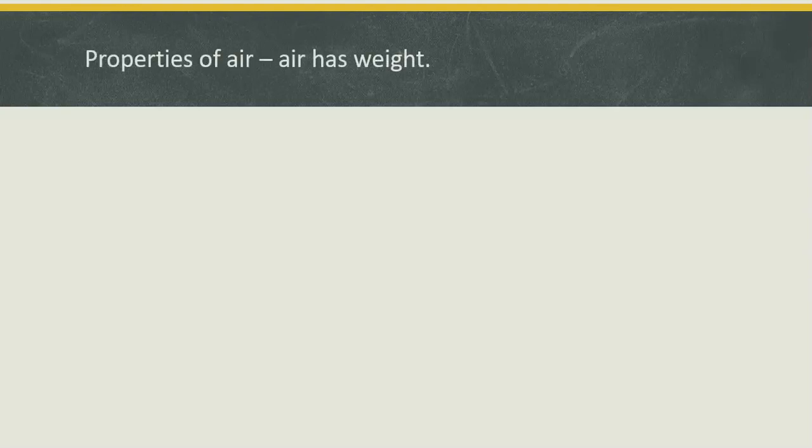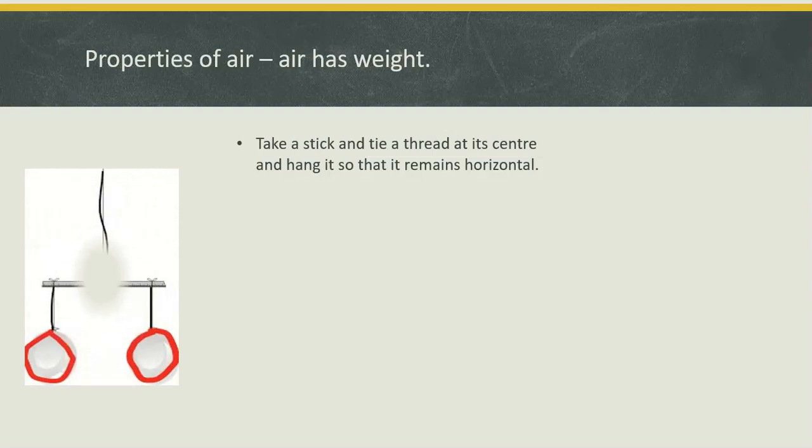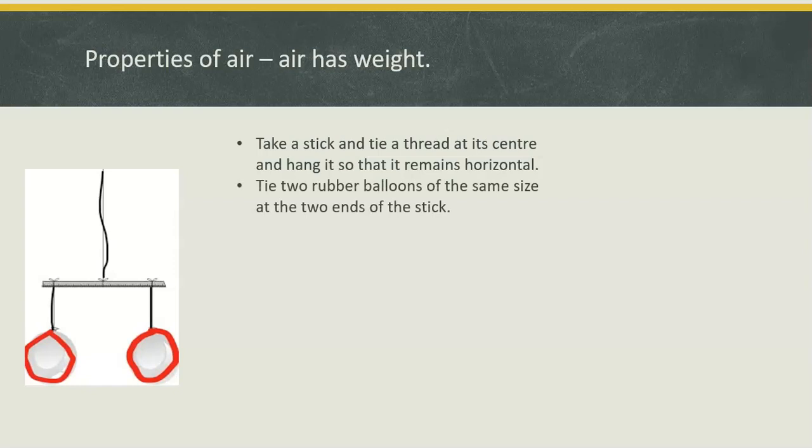First property, air has weight. Now we have to take a stick and tie a thread at its center and hang it so that it remains horizontal. Something like this. Tie two rubber balloons of the same size at the two ends of the stick. Check the position of the stick, it is horizontal.